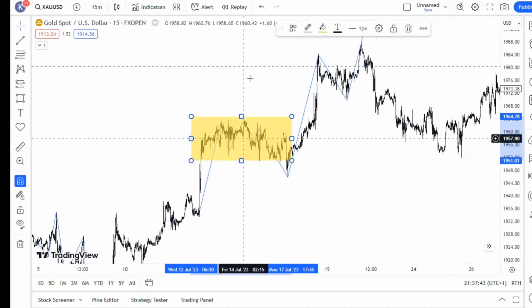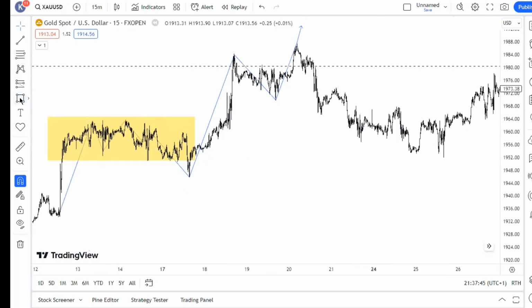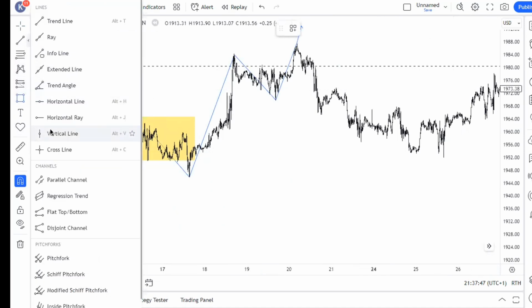Now, what did price do? Price took out the sellers first. Where's my arrow?